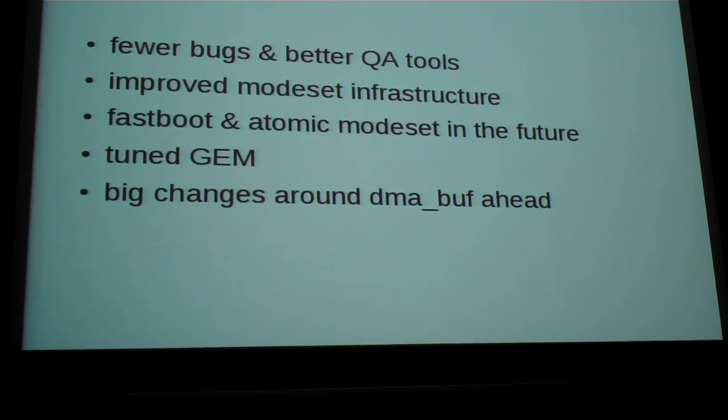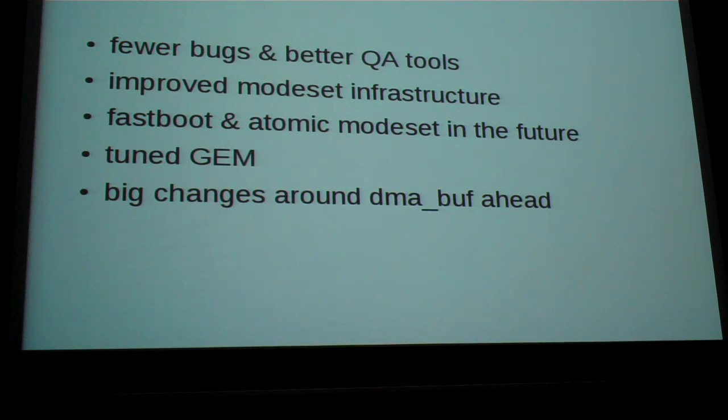So that's it. Summary of what has happened, what's going on. Much fewer bugs, please still report them, and do file duplicates. And we have much better QA tooling, actual kernel tests. We have pretty nicely improved mode set infrastructure, which should enable us to do a bunch of cool things this year, like atomic mode set.